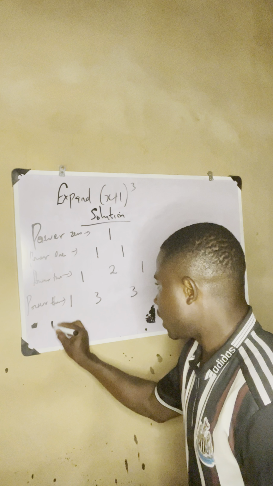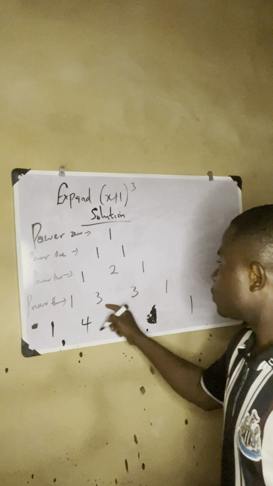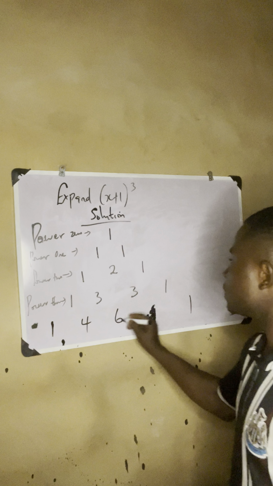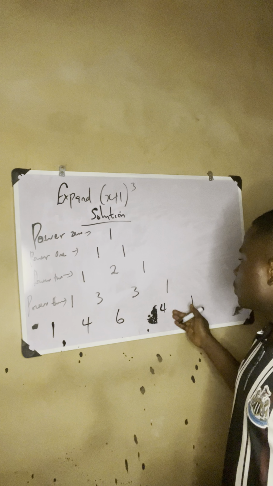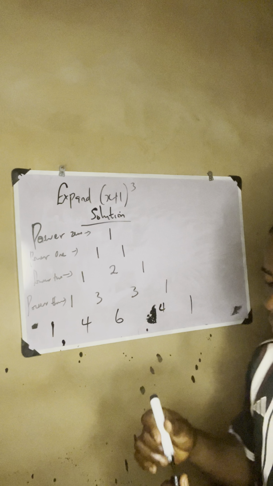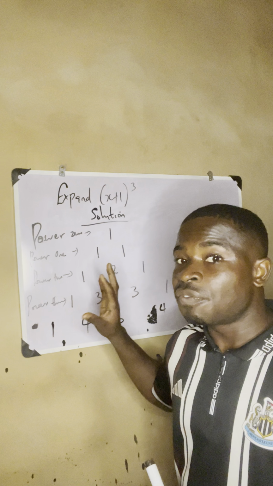Just place 1 at the edges. 1 plus 3, you have 4. 3 plus 3, you have 6. 3 plus 1, you have 4. So 1, 4, 6, 4, 1. These make up the coefficients.